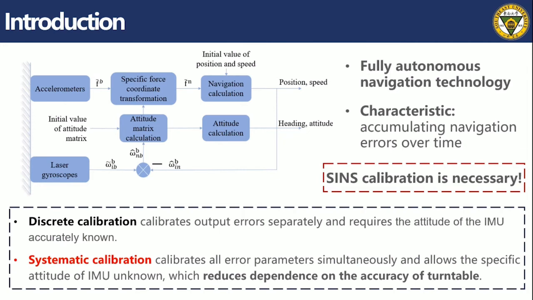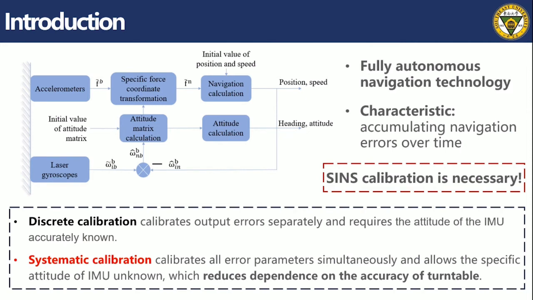SINS calibration methods mainly include discrete calibration and systematic calibration. Discrete calibration calibrates output errors separately and requires the attitude of the IMU to be accurately known, which limits the application of discrete calibration.